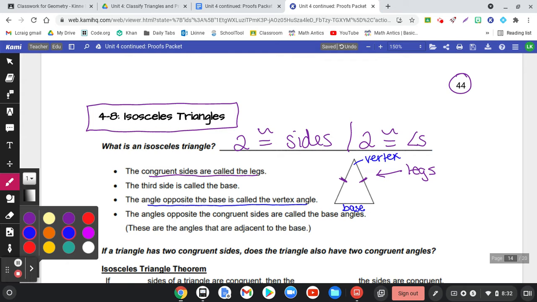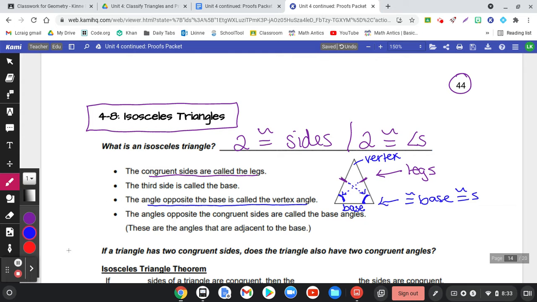And the angles opposite the congruent sides are called base angles, and those are also congruent. So if I were to draw a line to the angle across from this side, this is a base angle, and this is a base angle, and they are congruent. So the sides that are equal are across from the angles that are equal.